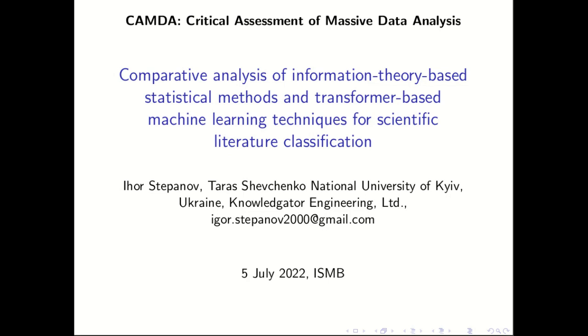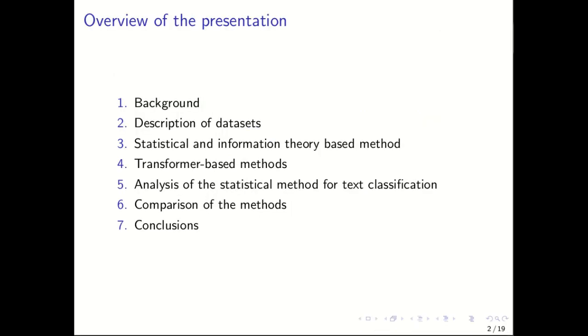I'm presenting a talk on comparative analysis of information theory-based statistical methods and transformer-based machine learning techniques for scientific literature classification. I will start with the importance of text mining and classification in science, followed by a particular challenge description and explanation of two methods we use to solve the classification problem. Then we will dive deeper into analysis of statistical method and its comparison to the transformer-based approaches.